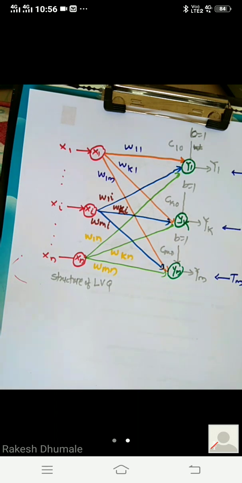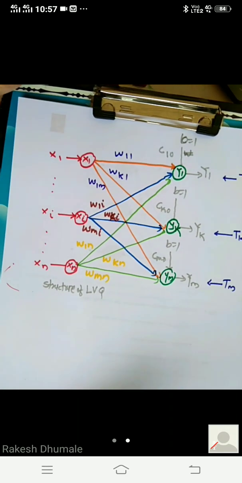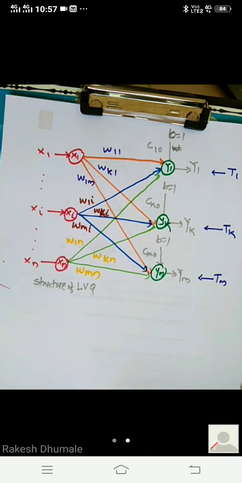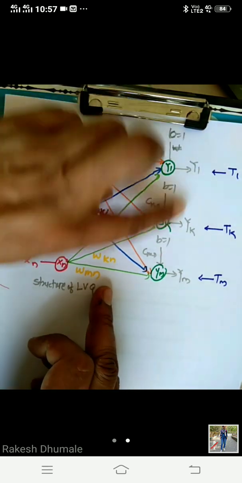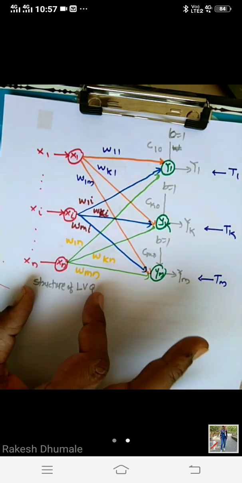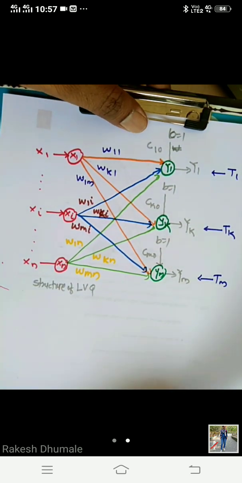Now here there is similarity between LVQ and KSOFM, but the difference is that the targeted output is given, so this is supervised learning. Is there any doubt in this structure? This is a very simple structure: just input nodes, output nodes, weights of connections, bias, and output, and this is the targeted data. This is called the structure of LVQ. Now let us start with the algorithm of LVQ.